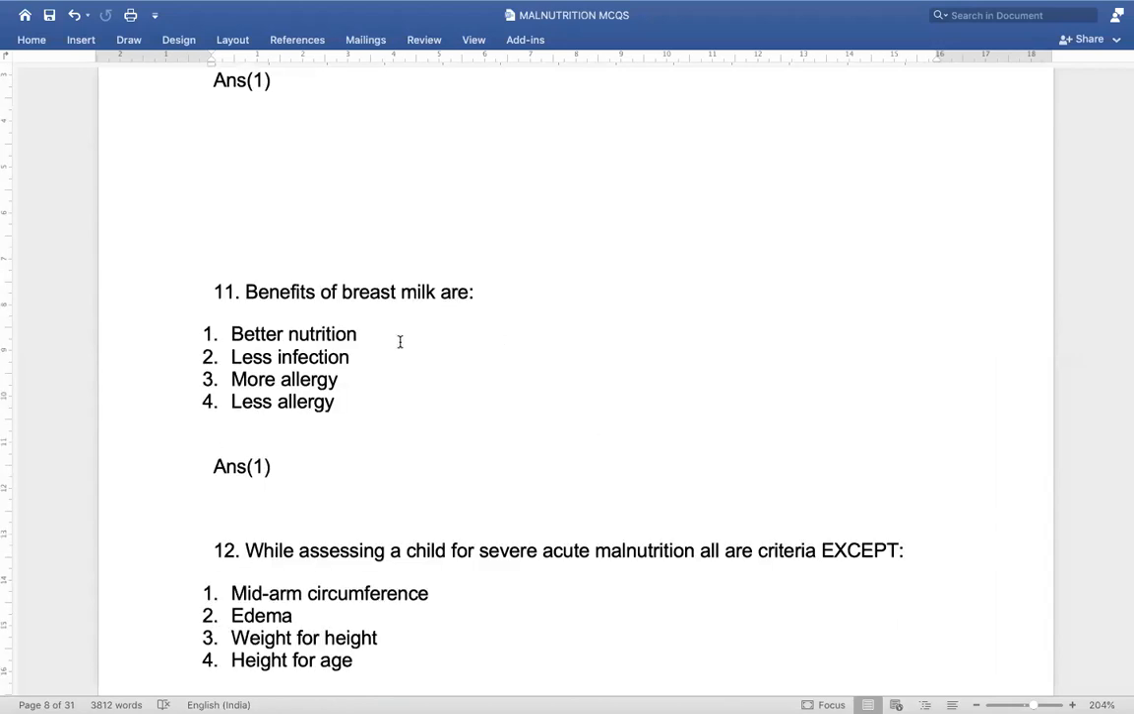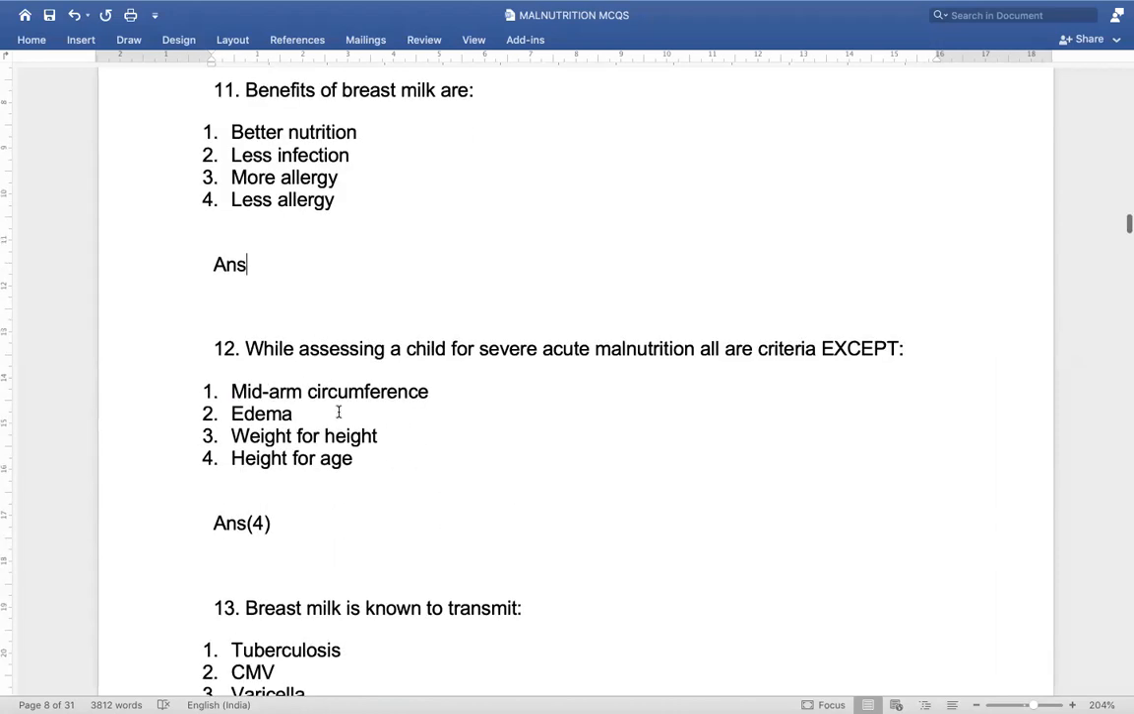So the benefits of breast milk are, I think all 4 should be given, so this option is marked wrong. There is less allergy, less infection, and better nutrition. So all 3 are the right answer.